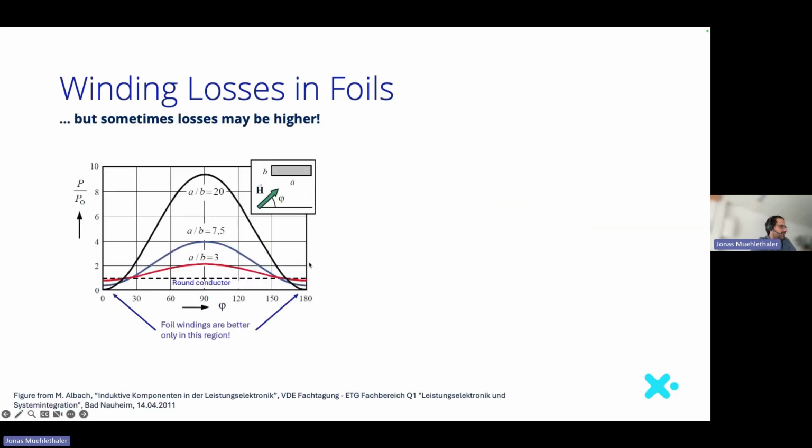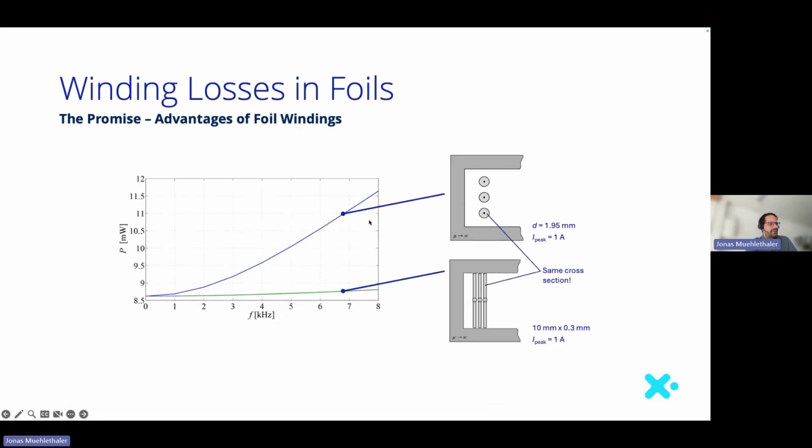Often this is not the case. This plot is a bit complicated, but I will explain in a second. So if you have something like a foil with dimensions B and A, and foil, of course, is very thin, so it has a very low B, a high A, a long A, and you have an external magnetic field like this, and this field is parallel to the foil, which is, if the angle phi here is around 0 or around 180, then the theory from before is true.